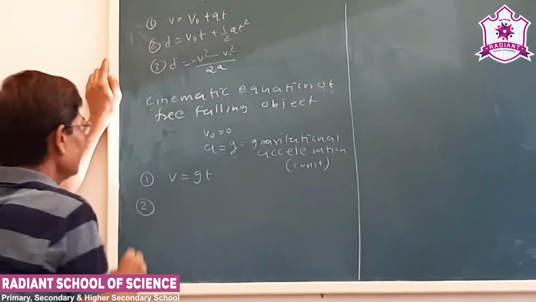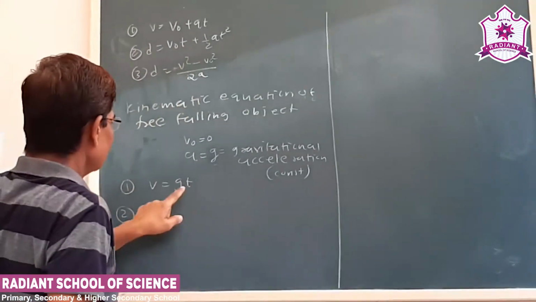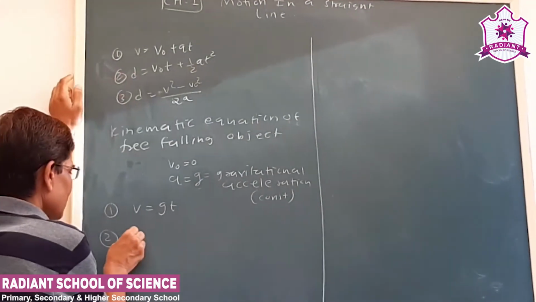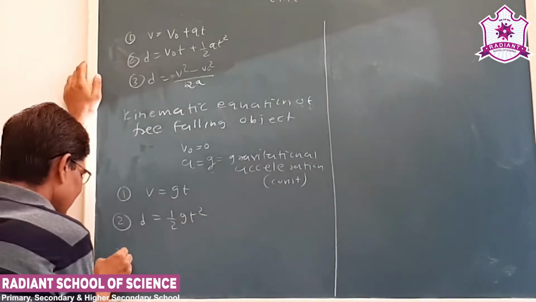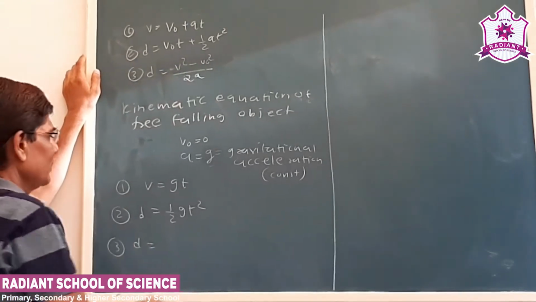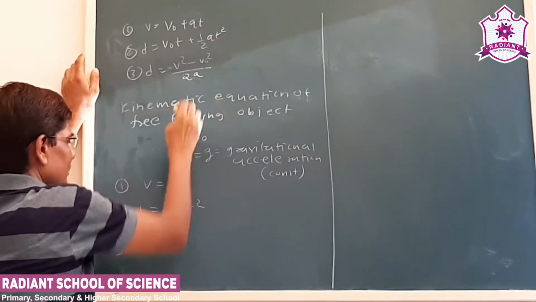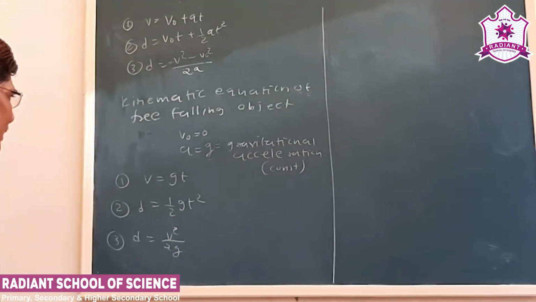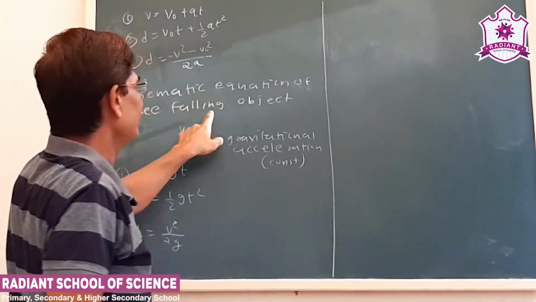Now the second equation, d is equal to v0 t plus half a t square. Again v0 is 0 and we substitute a by g, so the distance covered is half g t square. And the third equation, d is v square minus v0 square upon 2a. v0 is 0 and instead of a we substitute g, so d is equal to v square by 2g. Now these are the three important equations.